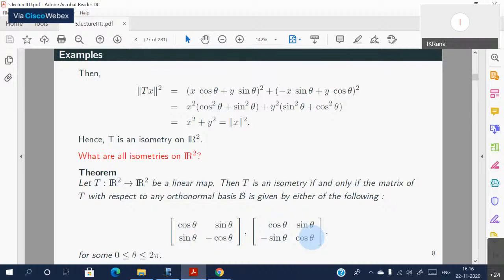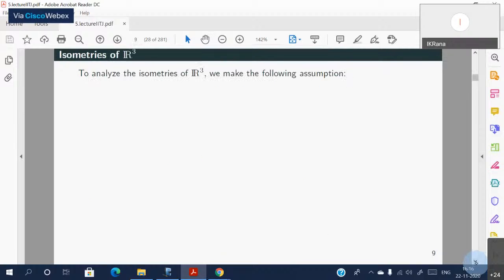Okay, and you can see that one of them is the rotation, and the other is a reflection by an angle theta. Rotation and reflections, and of course their combinations, will give you other isometries also. So these are all isometries of R2. The question comes, can we go over and try to find all isometries of R3? And that is also possible, and that is a very instructive construction.